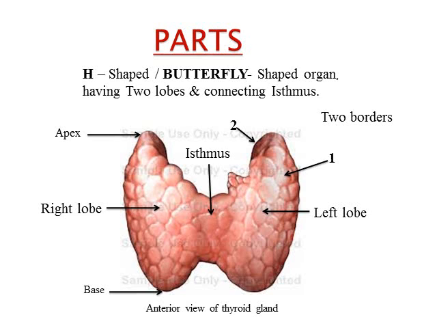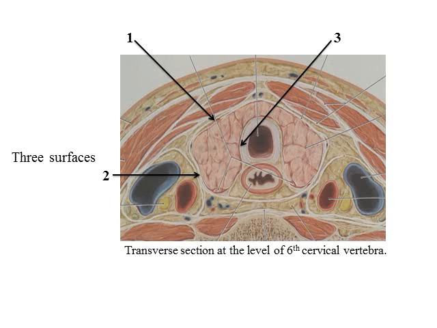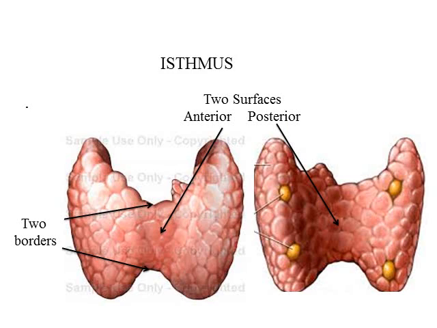If you see the cross section at the level of the 6th cervical vertebra, you can see the different surfaces. Number one shows the anterolateral surface, number two shows the posterolateral surface, and number three shows the medial surface of one lobe. If you come to the isthmus, the connecting part, it's almost quadrilateral in shape, having an upper border, lower border, anterior surface and posterior surface.